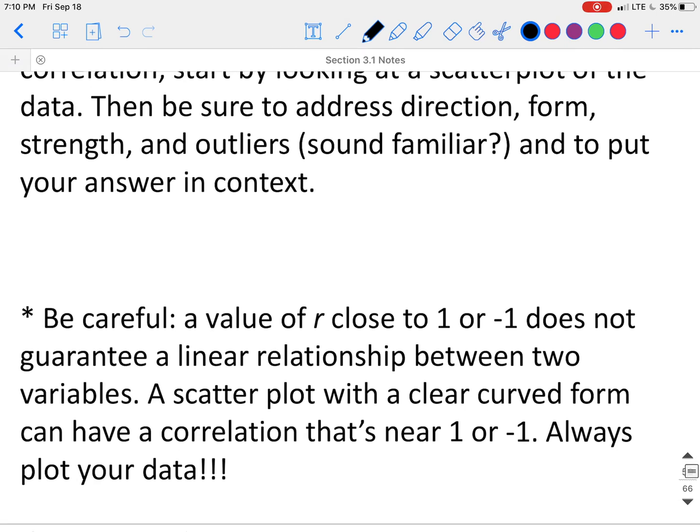A value of r close to 1 or -1 does not guarantee it is a linear relationship. So you always need to plot your data points and look at it, because a scatter plot with a clear curved form can have a correlation that is near 1 or -1, but it doesn't mean it has linear association.